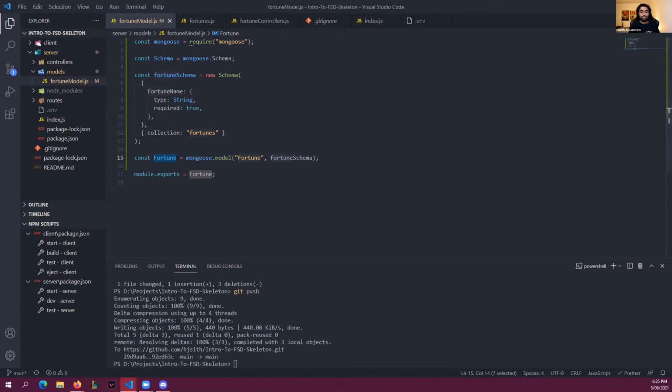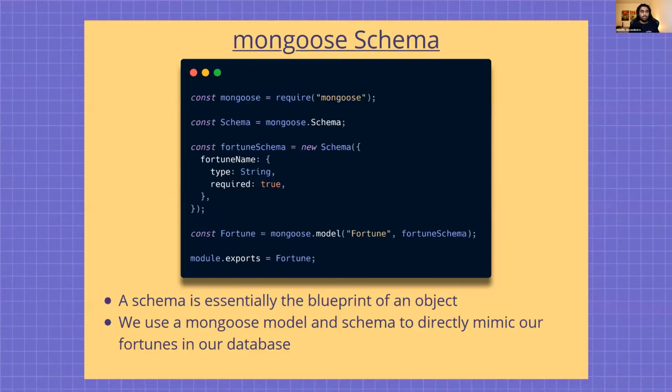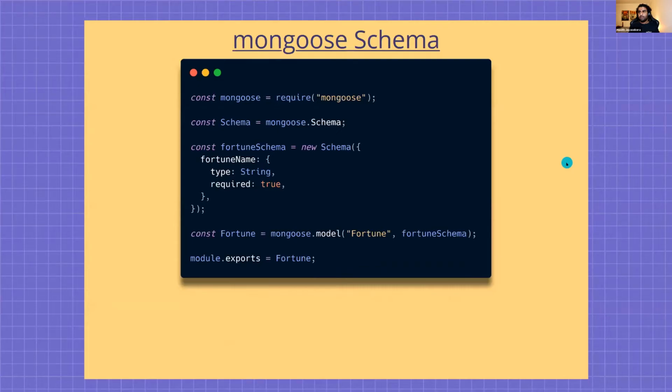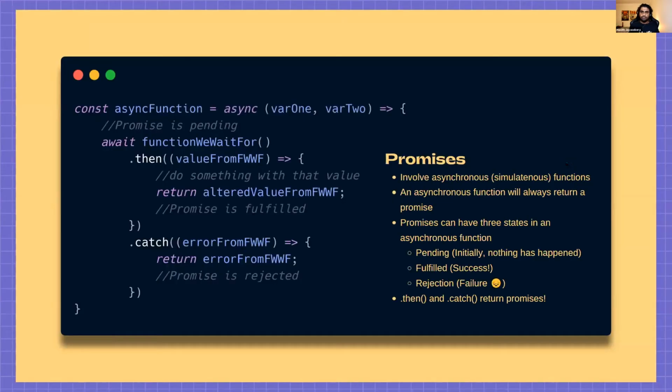So let's hop over to the next section, which is going to cover promises. This is really important in terms of understanding JavaScript in general. JavaScript has these things called asynchronous functions. I like to think of them as simultaneous functions. I'm sorry, I can't spell there. But essentially, what these simultaneous functions do is allow us to run functions in parallel with one another.